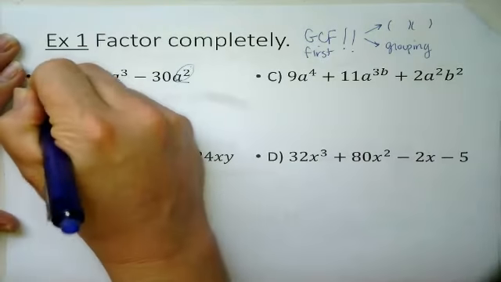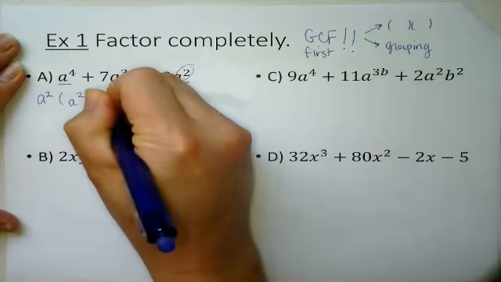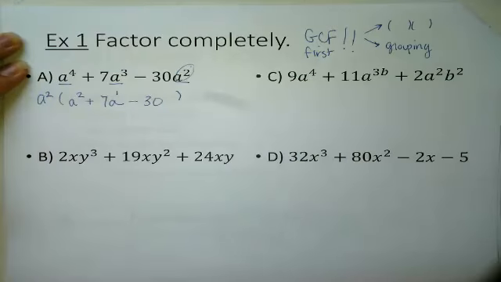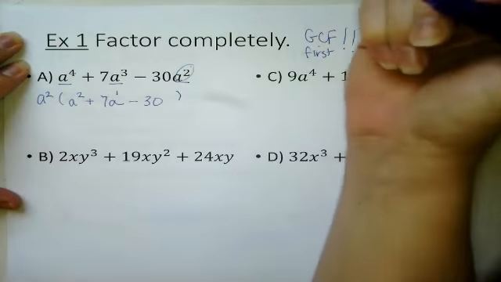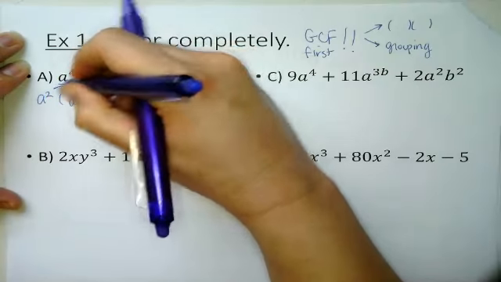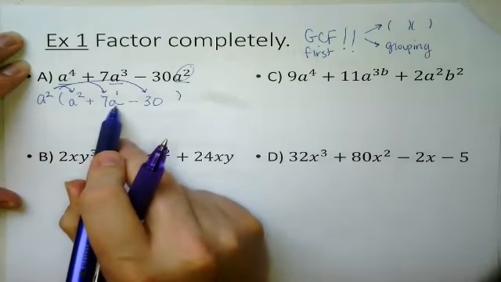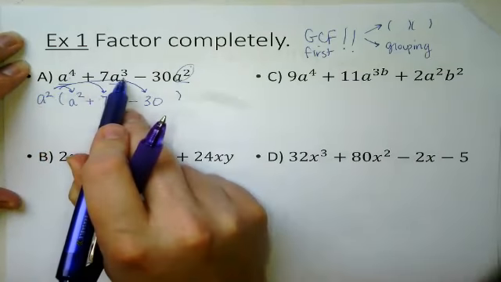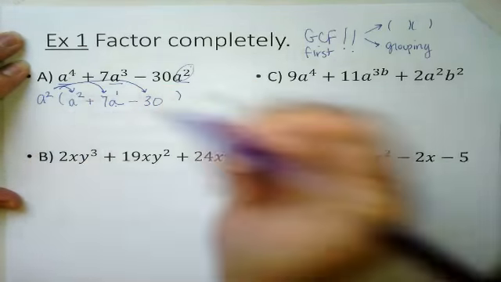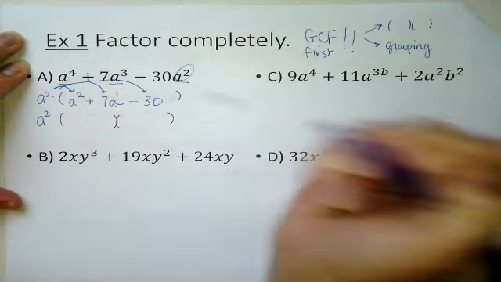If I undistribute a squared, that's going to leave behind a squared, 7a to the 1st, minus 30. And then you can always double check to make sure you did that correctly by just redistributing. That's all we're doing. A squared times a squared is a to the 4th. A squared times a to the 1st, same base, add your exponents. That's where the 3 comes from. So always a good idea to double check by distributing. And from here, we're going to go ahead, leaving the a squared out in front. It doesn't disappear. It's just relocated.